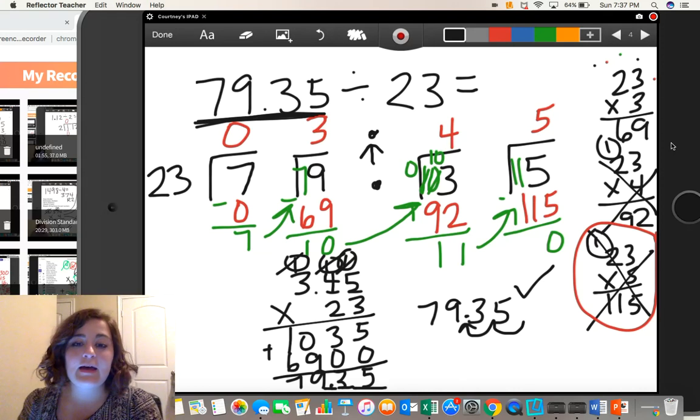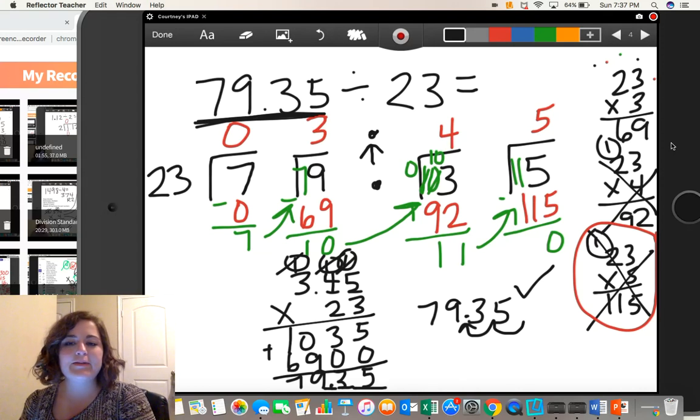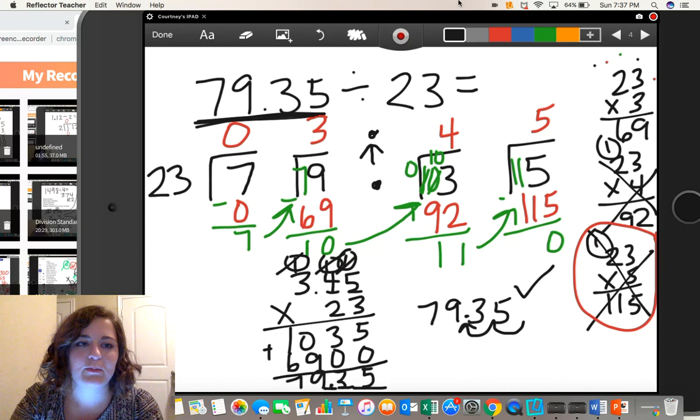And that is all it takes to divide with decimals. So here are a few questions for you to practice on your own.